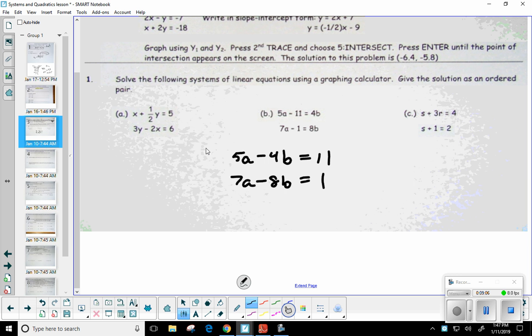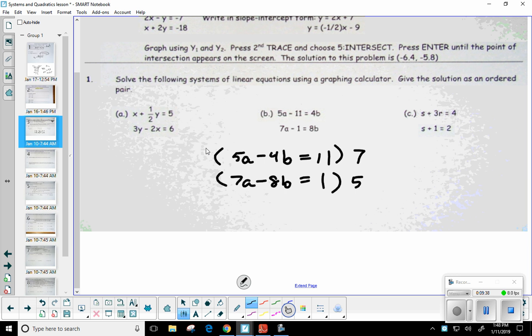Graceland, what would you like to see cancel, A or B? A. So let's say I want to get rid of A. All right. Now, what I need is a common multiple for 7 and 5. Not a factor, not what divides them. What's the first number that they will evenly divide into together? 35, right? Okay. So in order to get this to be a 35a, I got to multiply it by 7. To get 7a to be a 35a, I've got to multiply this one by 5, right?